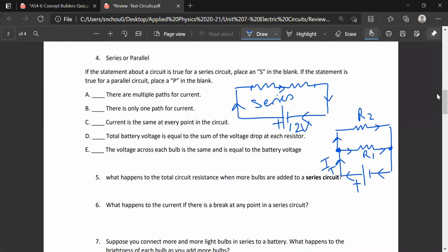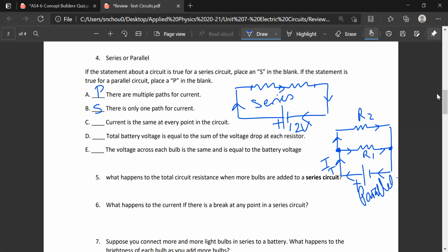All right, now let's look at these statements and we should be able to answer them. Out of these 2 circuits, let me again write down, this is the parallel. Out of these 2 circuits, in which one are there multiple paths for current? Parallel, obviously. So P. In which one is there only one path for current? Obviously, it's series.